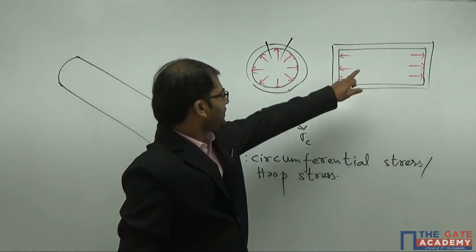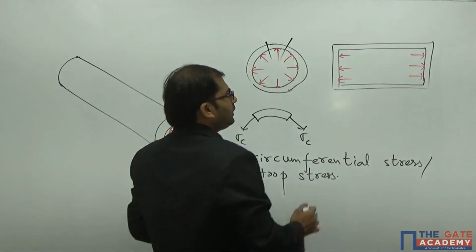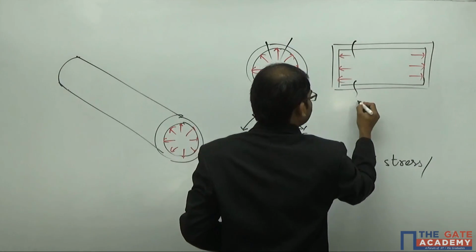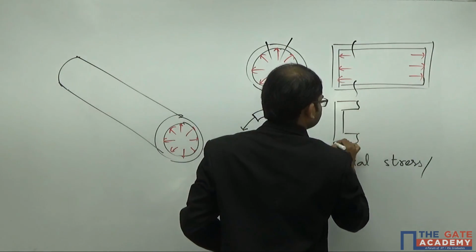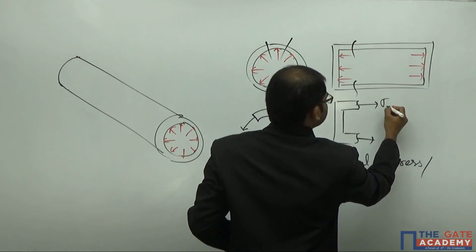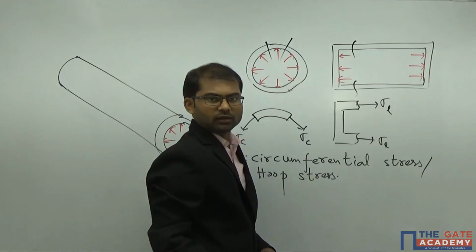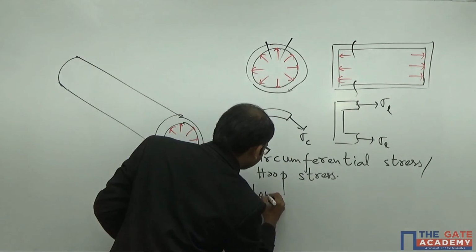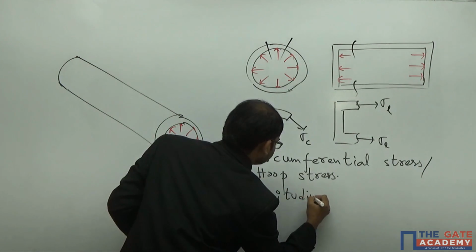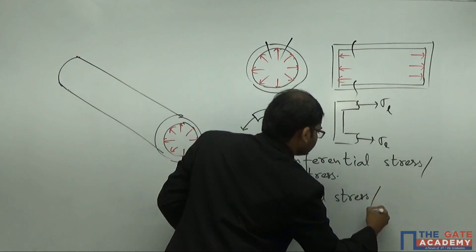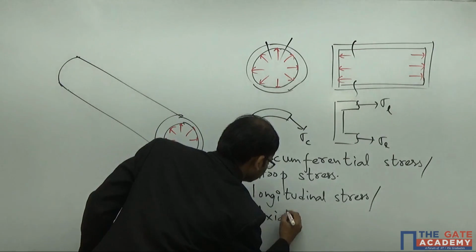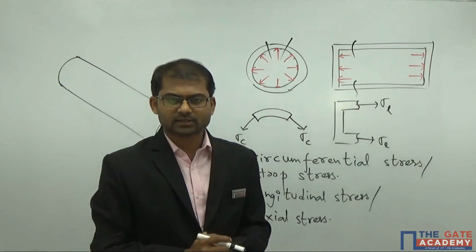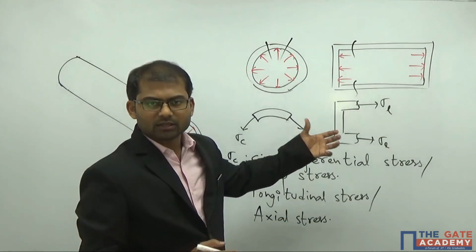Now in the same way, if you see this diagram, it is experiencing some tensile stress along the length also. If you take this left part of this section, it is experiencing some tensile stress along the length direction. So we call this the longitudinal stress or axial stress. So these are the two stresses which are acting on this thin cylinder.